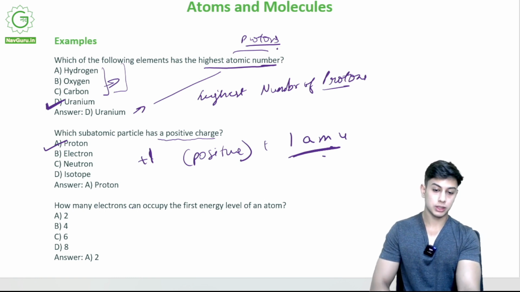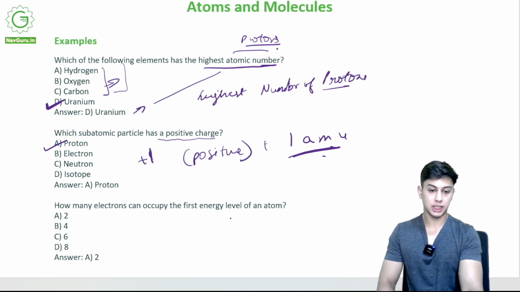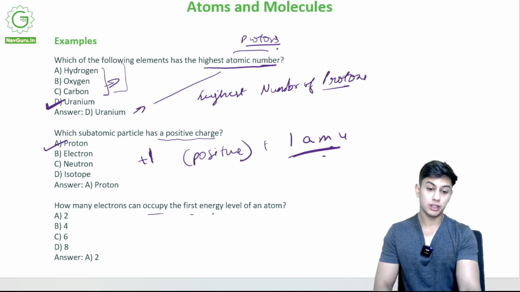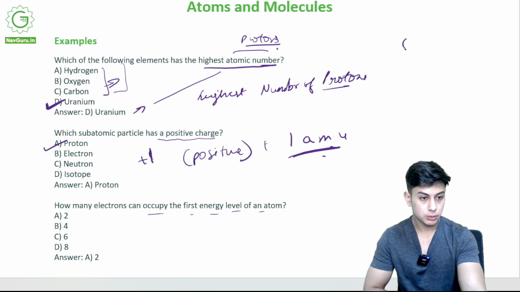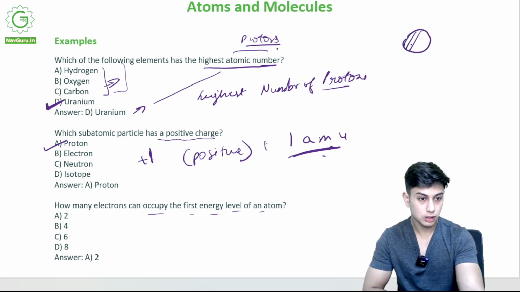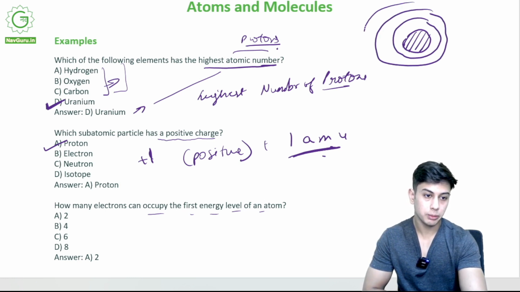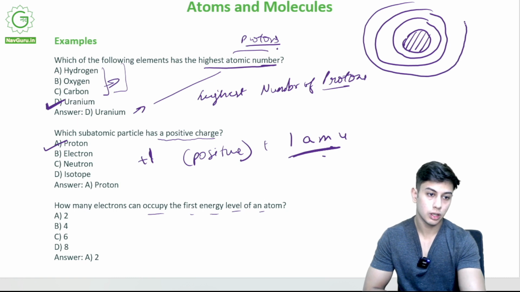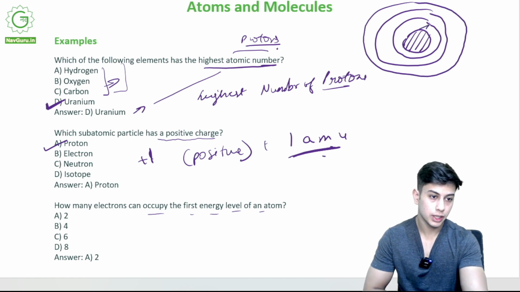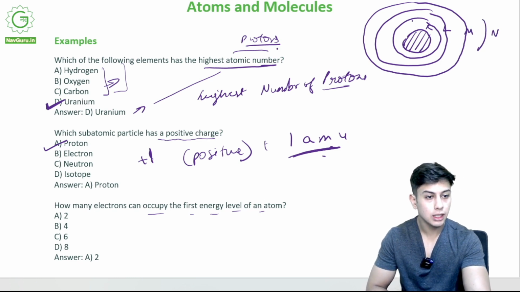How many electrons can occupy the first energy level of an atom? If you remember, supposedly this is the nucleus. I have shells around it, right? K, L, M, N. This was K, this was L, this is M, there will be N as well. How many can come in this first shell? Only 2.